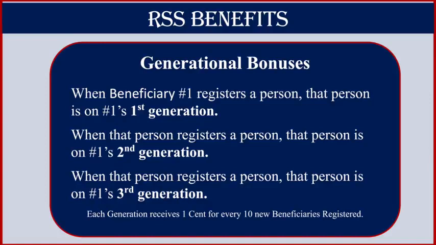So if the minister signs up and then he signs the church up, his church is on his first generation. So he gets 1 cent per minute for every 10 people that they sign up. But the people in the congregation, the church, will get credit for 1 more cent. So if there's 100 people that sign up, the church is now getting about $20,000 per week. So you don't have to pass the hat anymore.